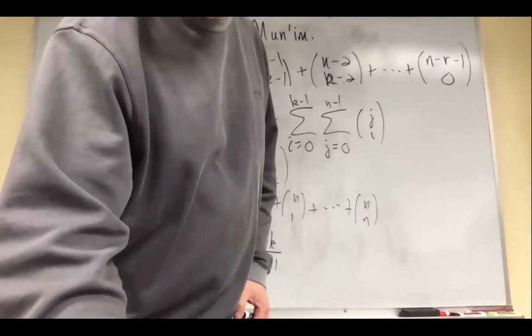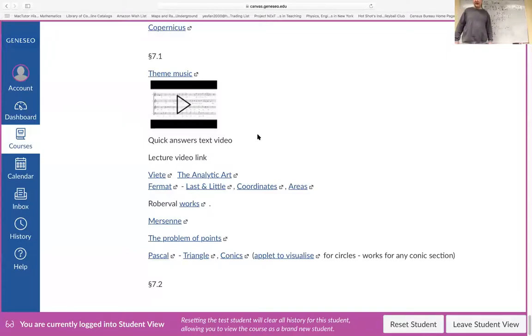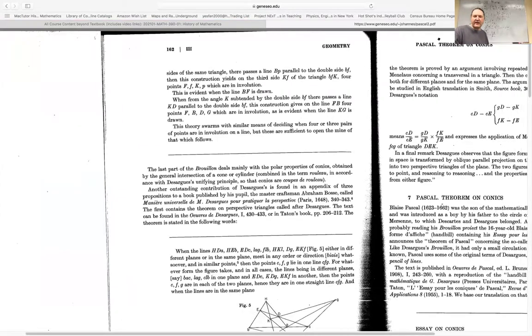Let's see what I want to do. Not that, this. All right, we have done a lot today. Thank you for hanging on as I fly through things. And we will end where I want to, which is nice. All right, Pascal also has this theorem on conics.